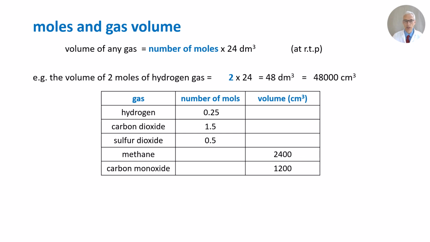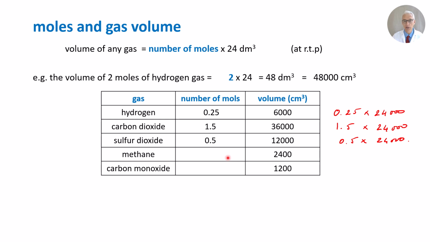Okay, so the first answer is 6,000. I got that by 0.25 times 24,000. 1.5 moles is 36,000 centimeters cubed. That's 1.5 times 24,000. I hope it's seemingly obvious. 12,000, 0.5 times 24,000.